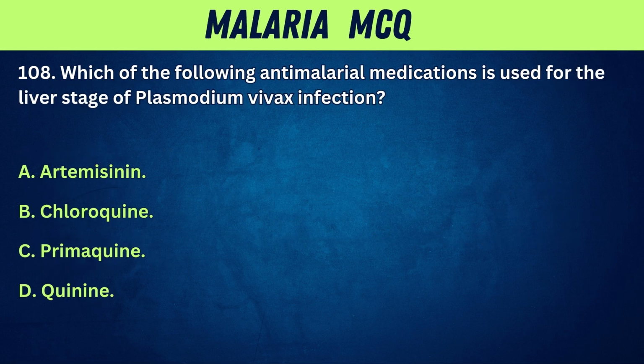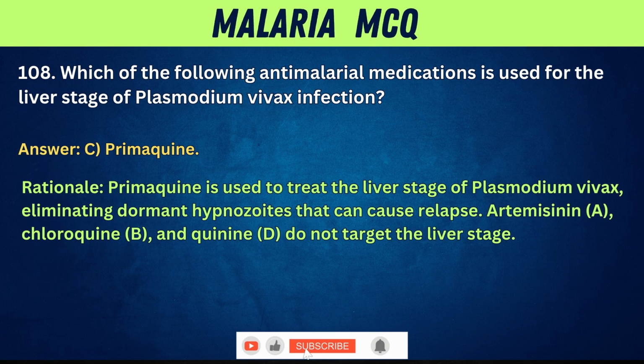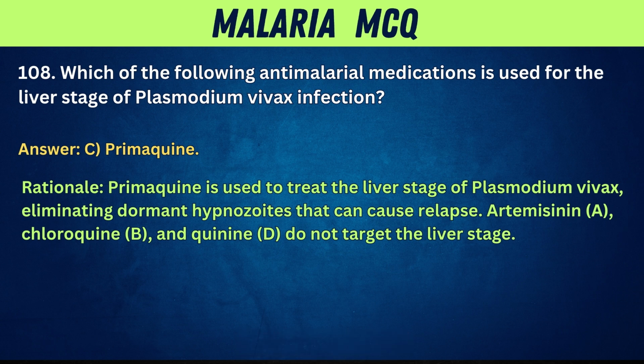108. Which of the following antimalarial medications is used for the liver stage of Plasmodium vivax infection? A. Artemisinin. B. Chloroquine. C. Primaquine. D. Quinine. Answer: C. Primaquine. Rationale: Primaquine is used to treat the liver stage of Plasmodium vivax, eliminating dormant hypnozoites that can cause relapse. Artemisinin, A, chloroquine, B, and quinine, D, do not target the liver stage.